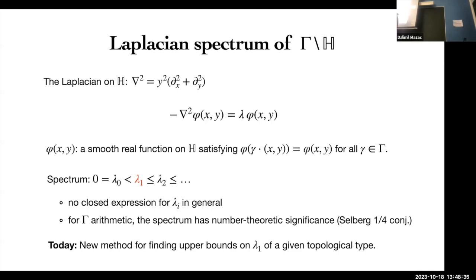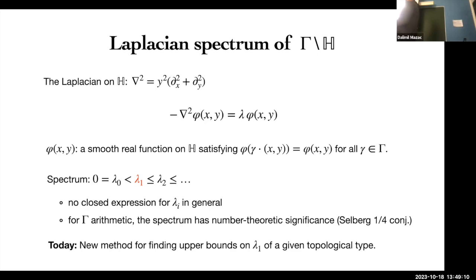I'll talk about the lambda 1, the first positive eigenvalue, which is also very interesting. For example, for arithmetic surfaces, which have some number theoretic significance, there is an important conjecture due to Selberg, the Selberg 1/4 conjecture, which says that for a specific class of these surfaces called congruence surfaces, the first eigenvalue is always lower bounded by a quarter. This conjecture is basically a special case of the Langlands program, and if you can solve it, you'll probably win lots of money or something like that.